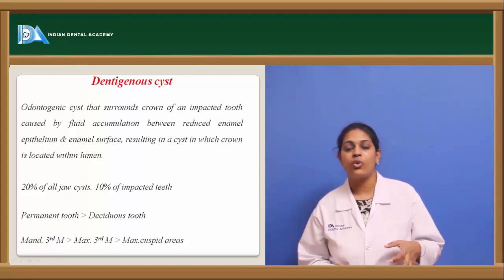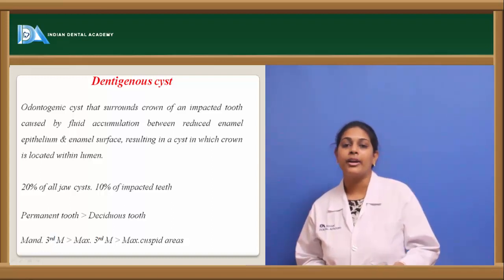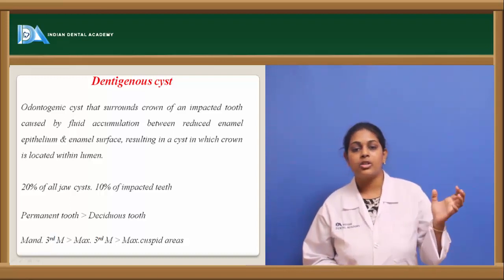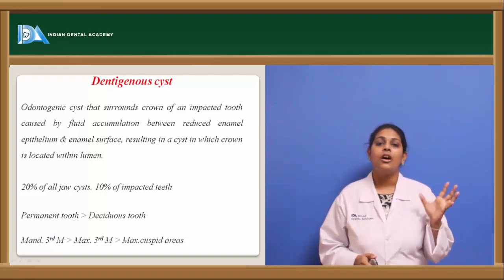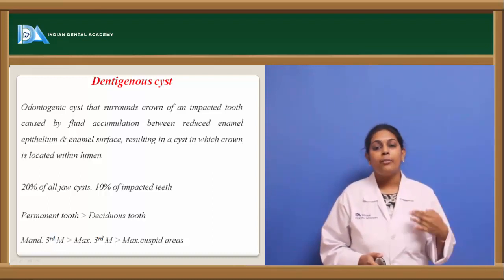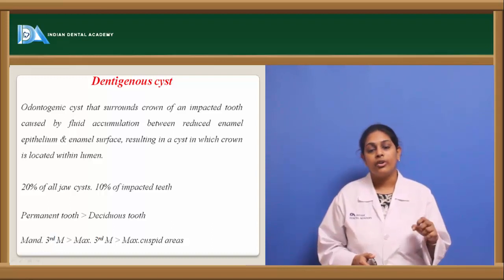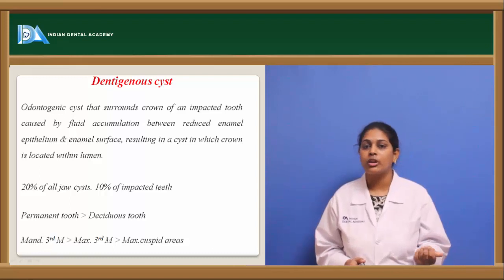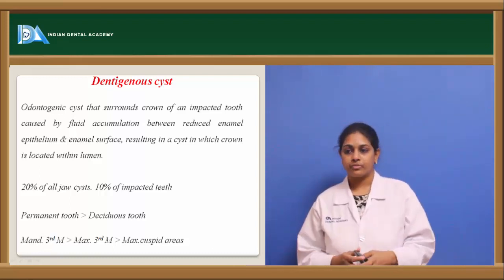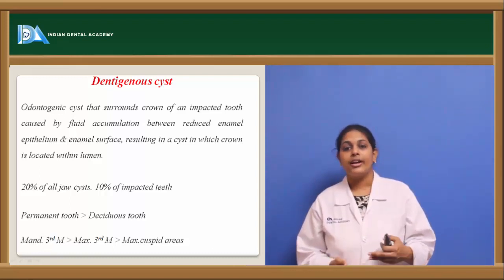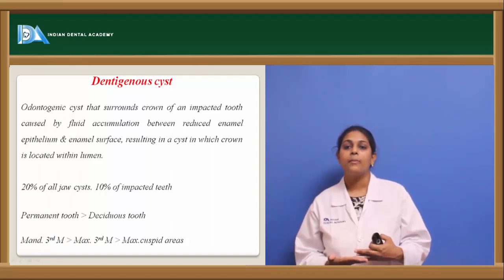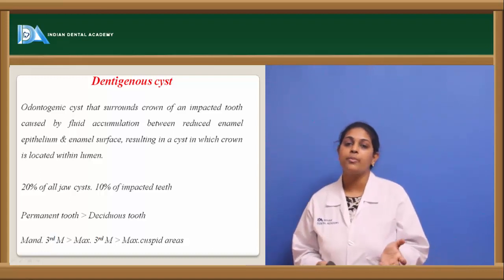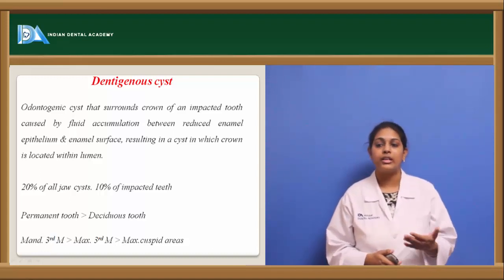This cyst is formed by fluid which accumulates between the reduced enamel epithelium, that is, the follicle surrounding the unerupted tooth, and the enamel of the unerupted tooth. This is the area where the fluid accumulates, and it results in a cyst formation in which the crown is located within the lumen. A dentigerous cyst comprises 20% of all jaw cysts and 10% of all impacted teeth. The most commonly involved dentition is the permanent dentition when compared to the deciduous dentition.